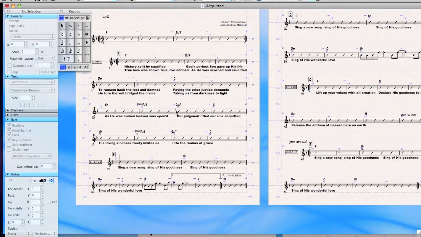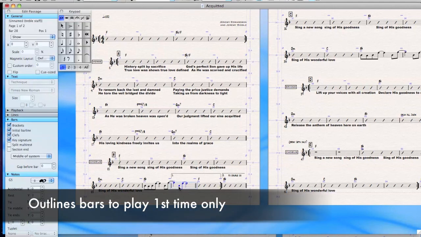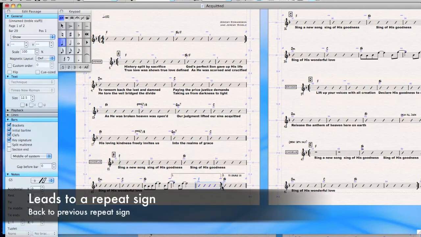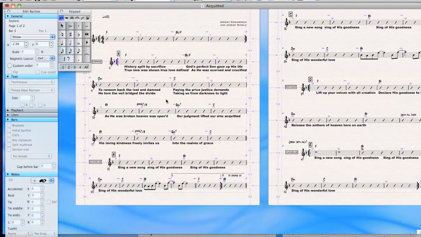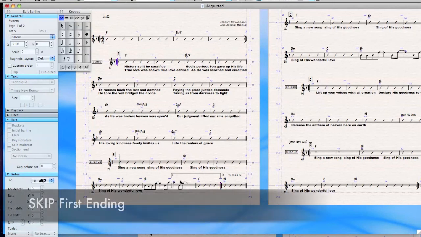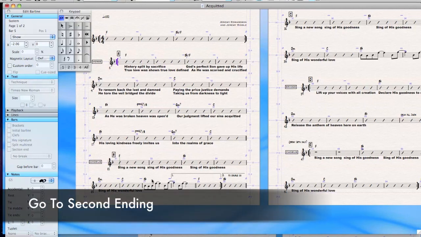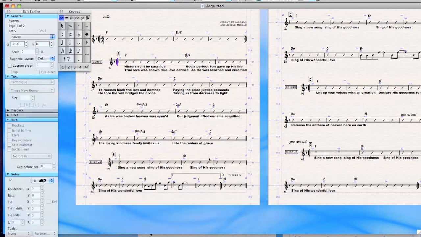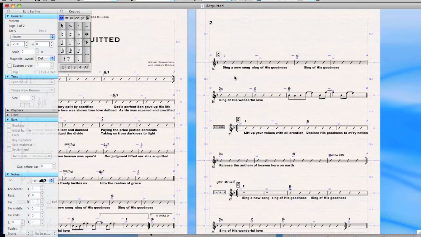So cool. So let's recap what a first ending does. First ending outlines the bars that you will play the first time you come around, and it always leads you to a repeat that bounces you back to a previous repeat. When you come around again, you skip the bracketed bars and go to the second ending. 1, 2, 3, 4, skip, 2, 3, 4, and then you're on with the rest of the chart.